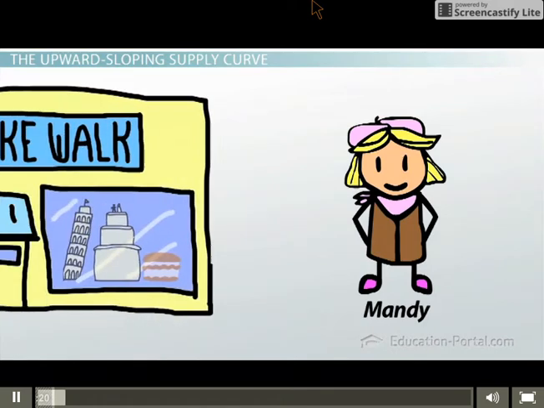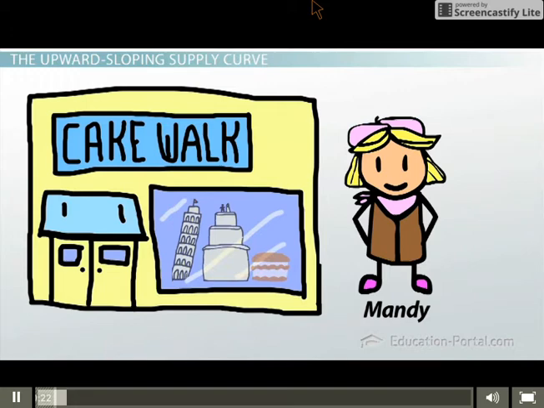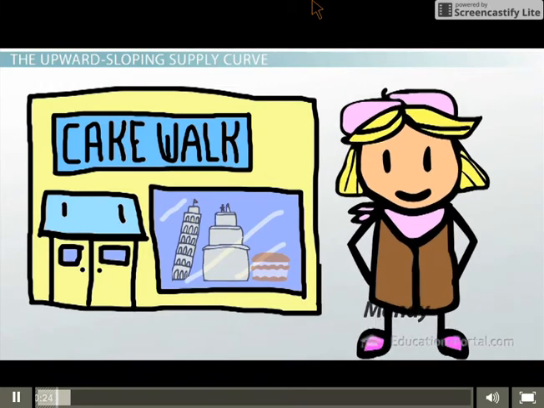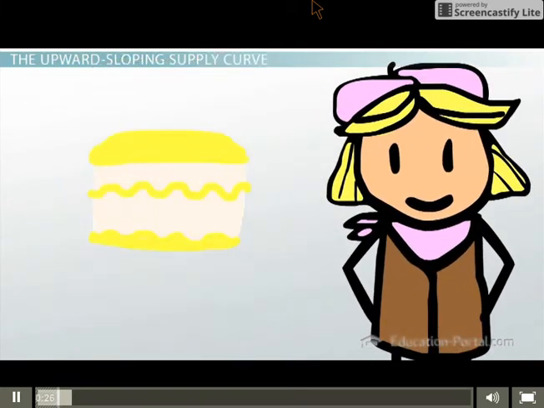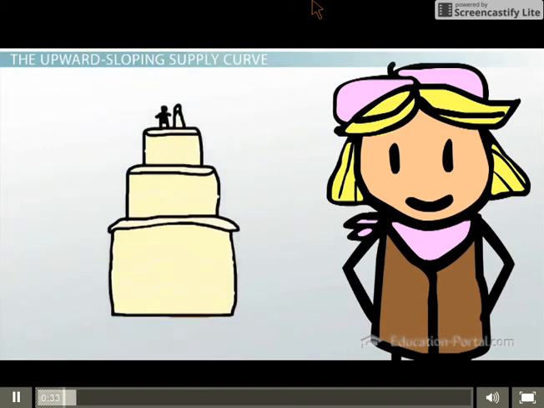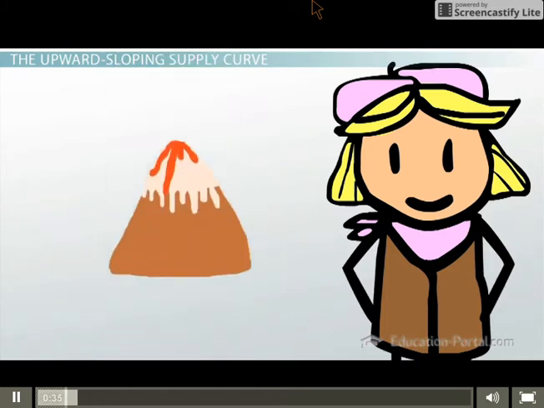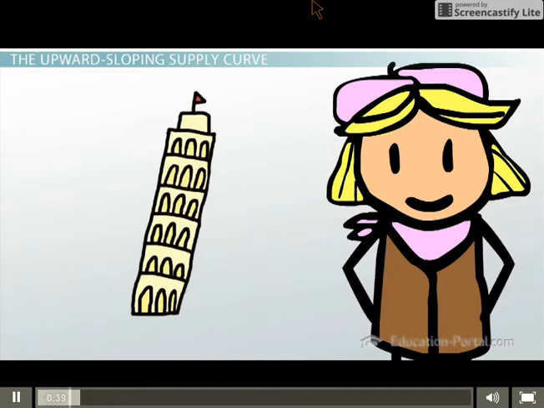Her business, Mandy's Cakewalk, makes cakes all day long for a profit. And they make chocolate cakes, vanilla cakes, and ice cream cakes. Sounds good, huh? They make fancy wedding cakes, and they also make cakes shaped like a volcano that sell in the grocery store. One time, they even made a cake in the shape of the Leaning Tower of Pisa.